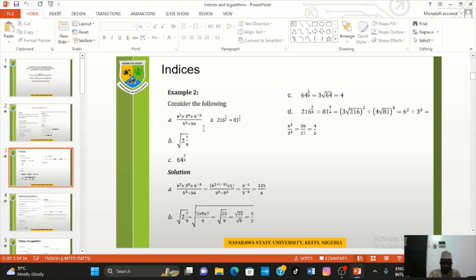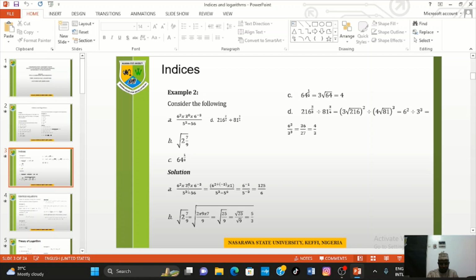So when you look at these particular examples, they are quite different from the ones we have done. When you go by the same ideology coupled with the laws you have, then you'll be able to simplify to get your result. Now let's take this. Picking A, 6 raised to the power of 2 times 3 raised to the power of 0 times 6 raised to the power of minus 3, all divided by 5 raised to the power of 3 divided by 5 raised to the power of 6.